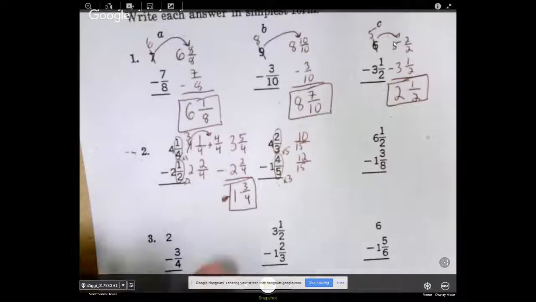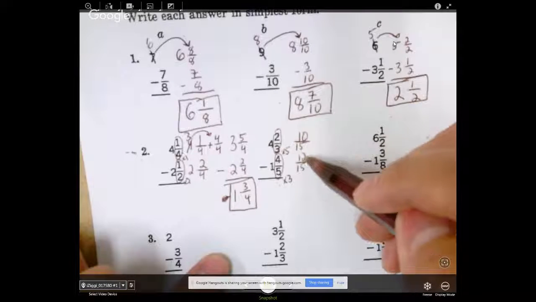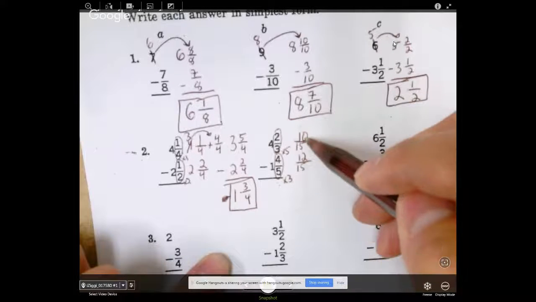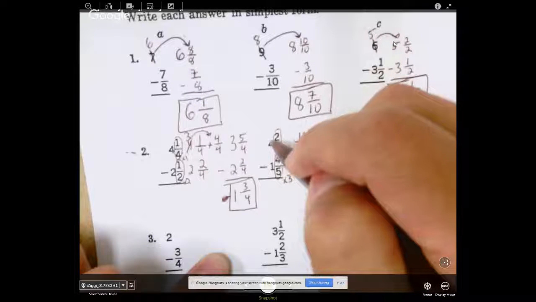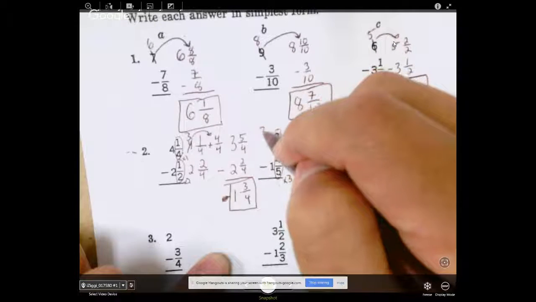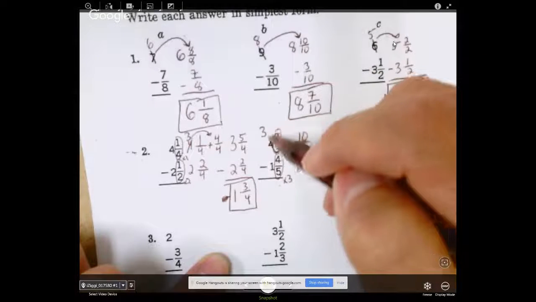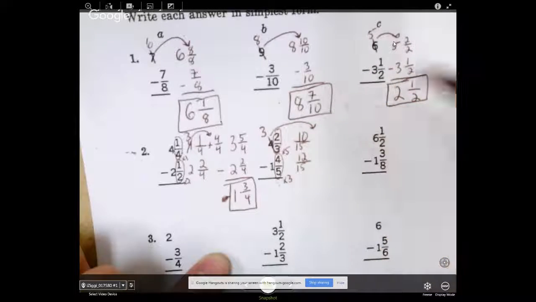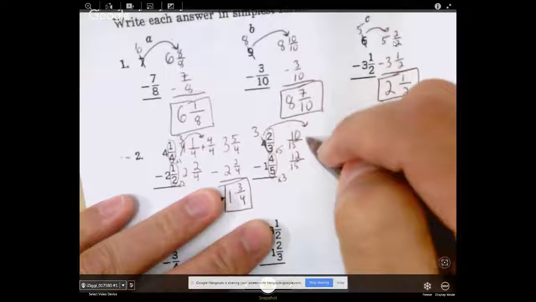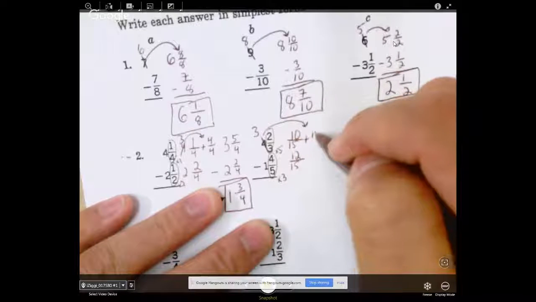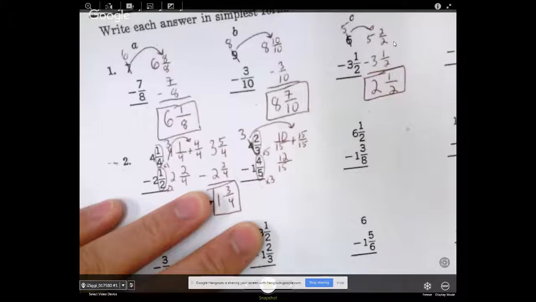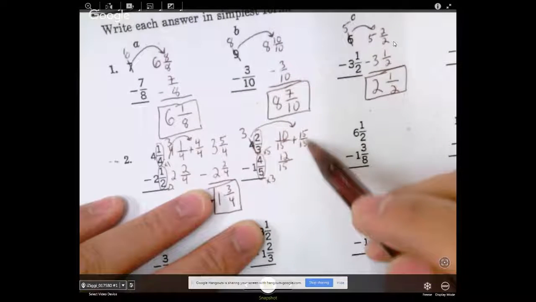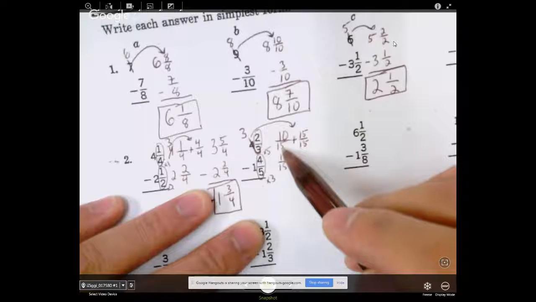Okay, so now 10 minus 12, I can't do it. 10 is smaller than 12, okay? So I'm going to borrow from this 4. This 4 is going to become a 3. And how do I account for that one that's missing? I want to add it here, plus 15 over 15. Okay, so where'd that 1 go? It's right here. Why did I make it 15 out of 15? So it has a common denominator with this 15.